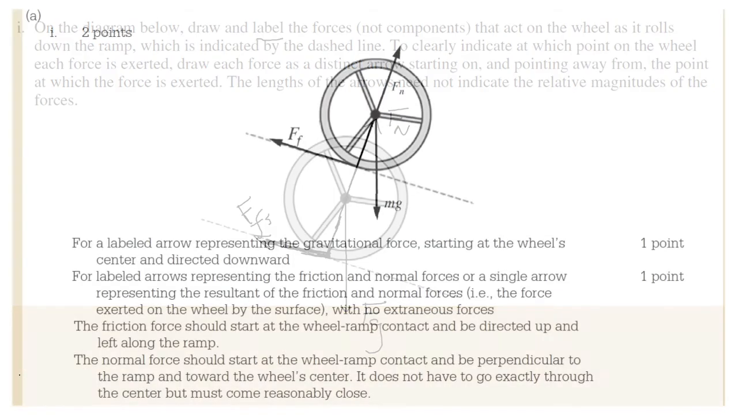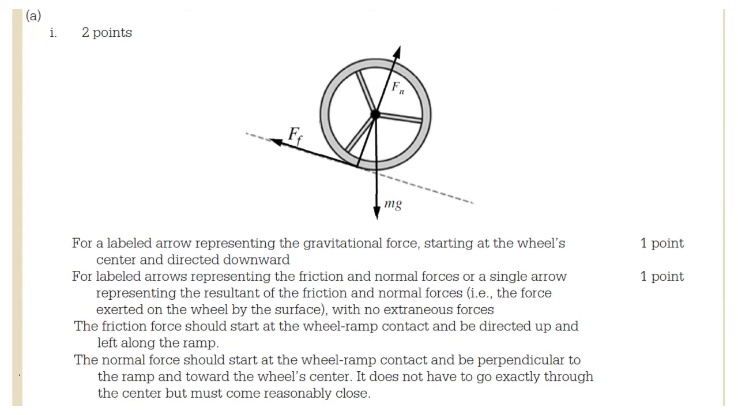Okay, moving on to the scoring guide here for part A1. This part was worth 2 points. So the first point says for a labeled arrow representing the gravitational force, starting at the wheel center and directed downward. The second point is for labeled arrows representing the friction and normal forces.